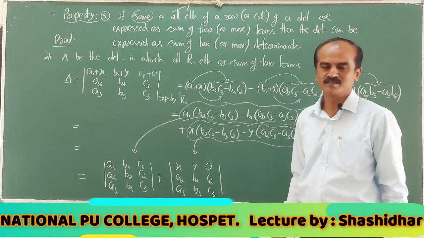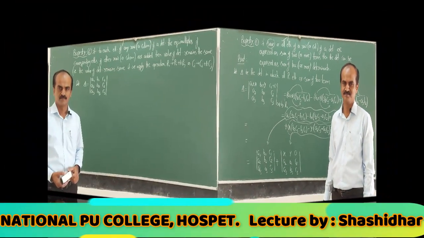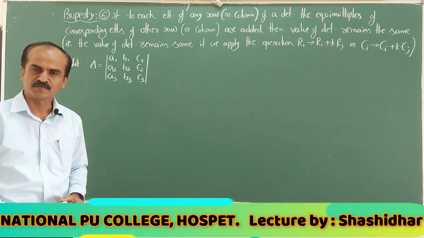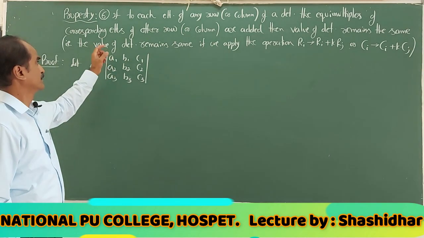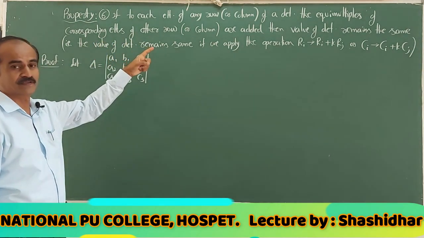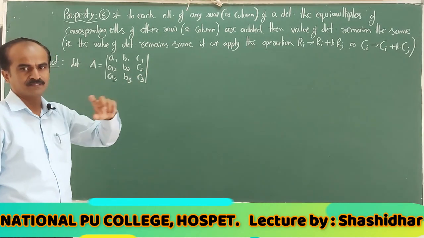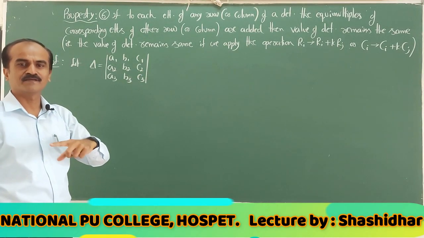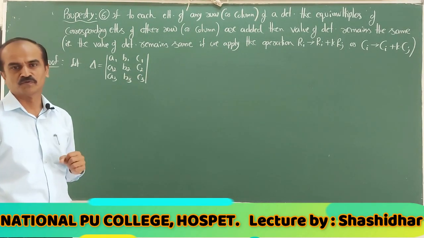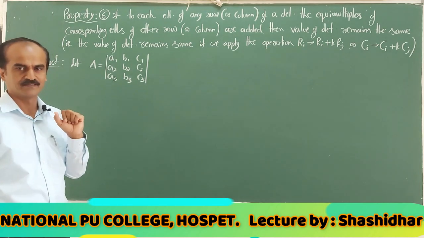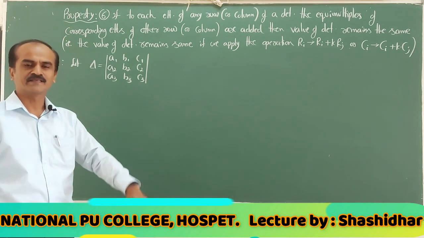Now we'll move on to the last property. The last property says, if to each element of a row of a determinant the equimultiples of corresponding elements of another row are added, the value of the determinant is unaltered.